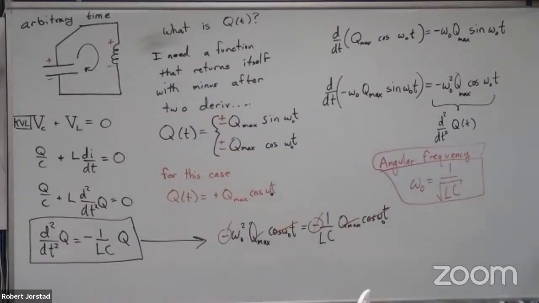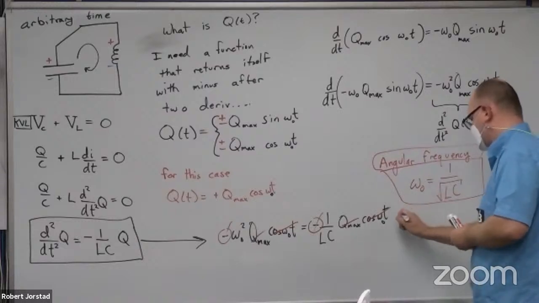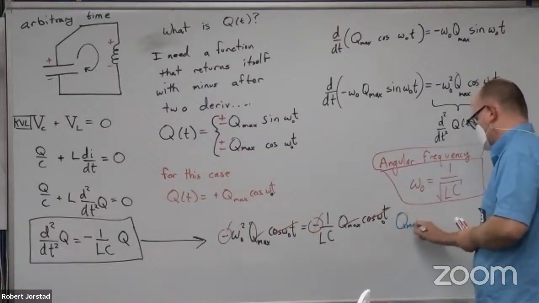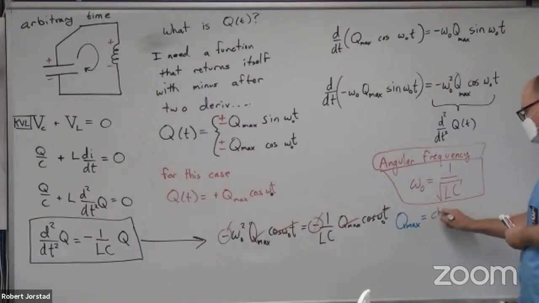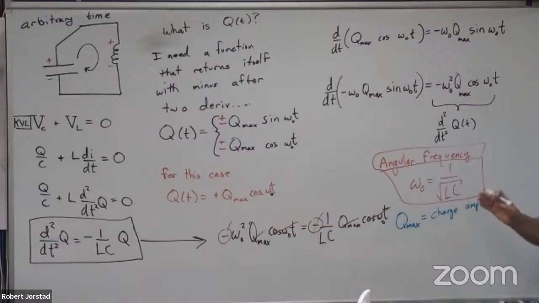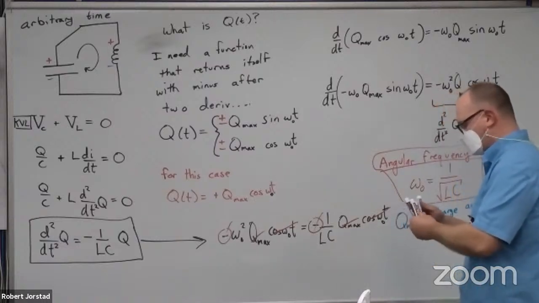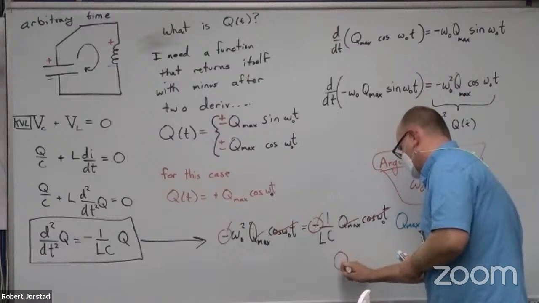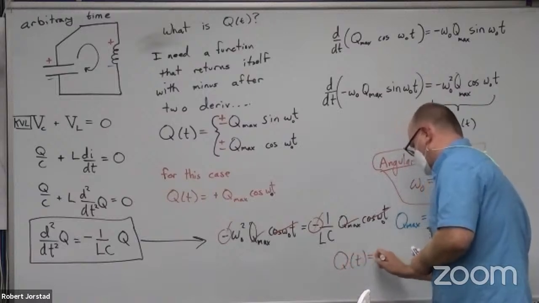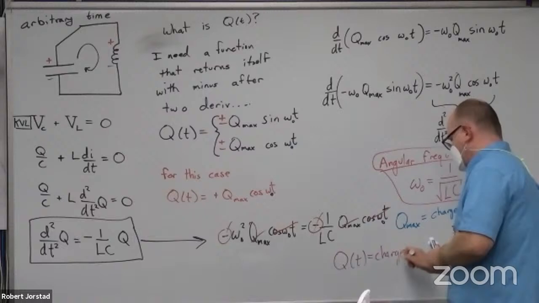All right. And now we should be careful here. What is Q max? That's the charge amplitude. It is not the charge as a function of time. It's the charge amplitude. It's the maximum amount of charge in the oscillation. And so Q as a function of time is charge.